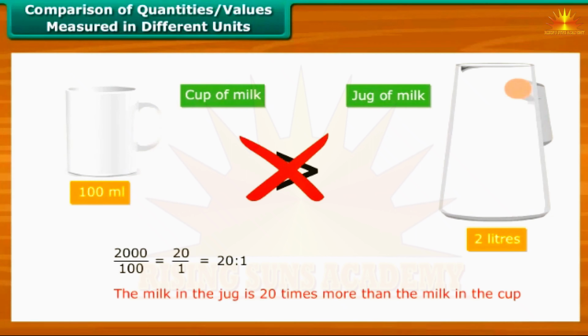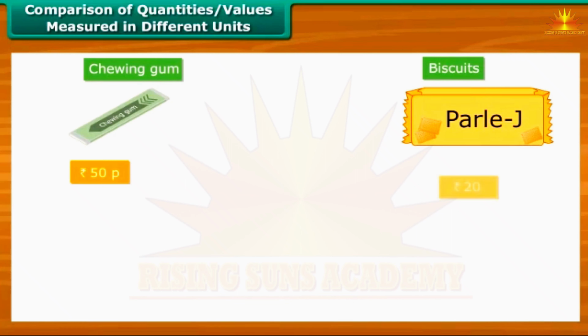Hari has bought a chewing gum for 50 paise. His friend Shiv has bought a packet of biscuits for rupees 20. Who spent more money and by how many times? Before comparing, we express rupees 20 as 2000 paise. Now we can work out the ratio. 2000 by 50 is 40 by 1, which is equal to 40:1. We can therefore say that Shiv spent 40 times more money than Hari.